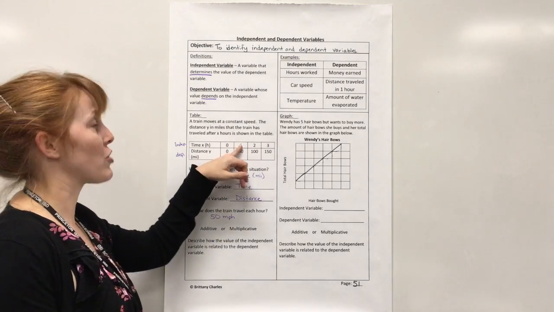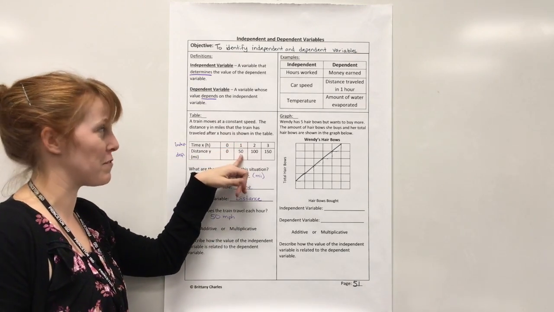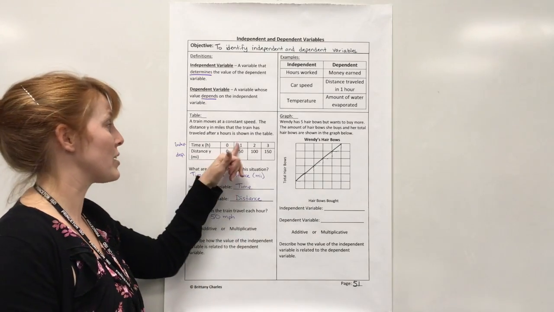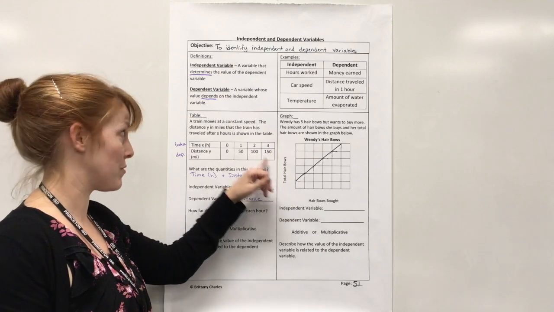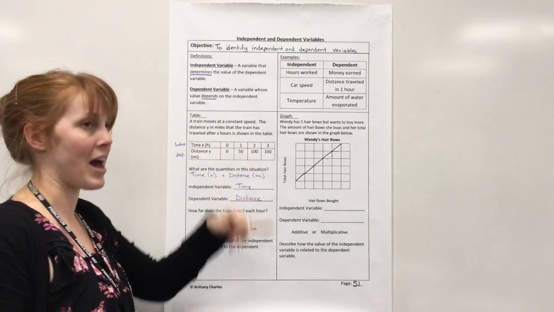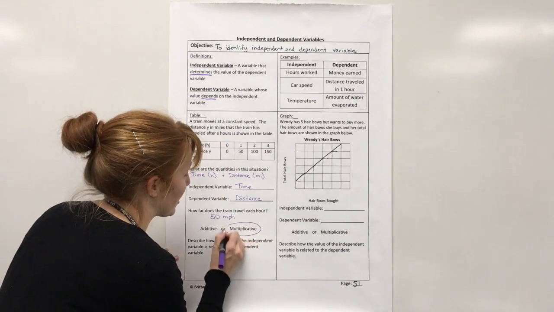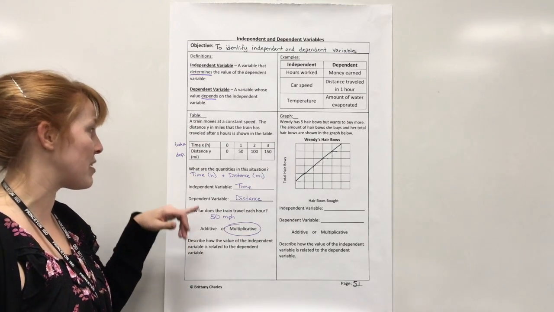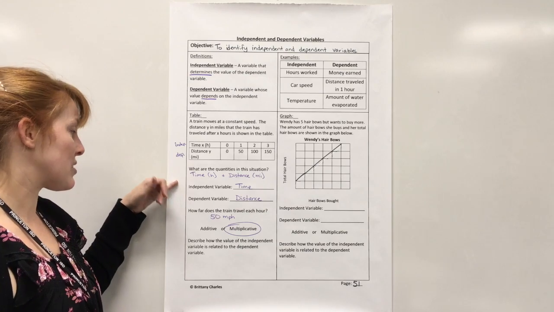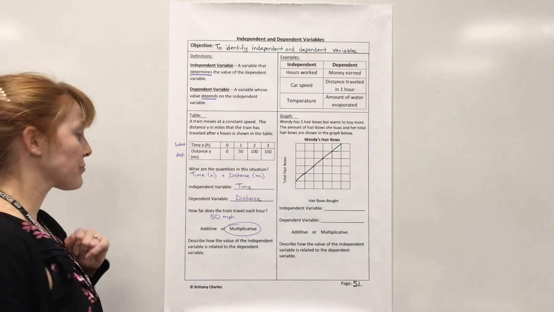So let's see, what if I try multiplying? 1 times what would be 50? Well, times 50. So 1 times 50 is 50, that works. 2 times 50, 100. 3 times 50, 150. 0 times 50, 0. So that works. So it's multiplicative.